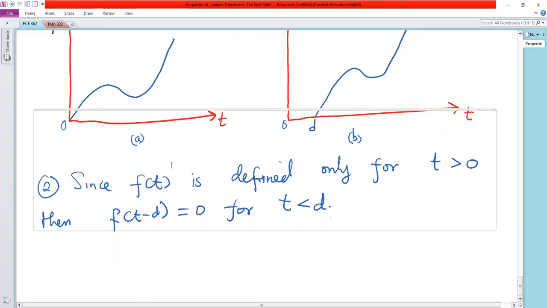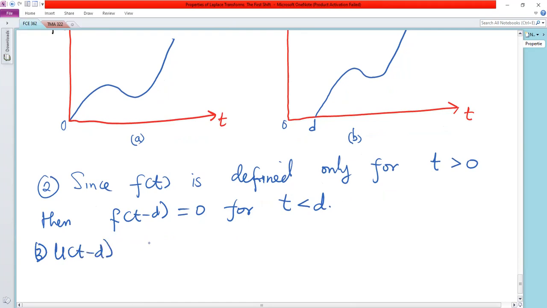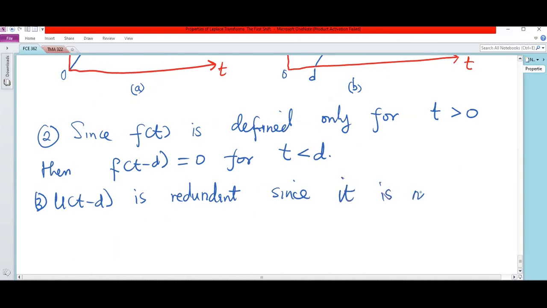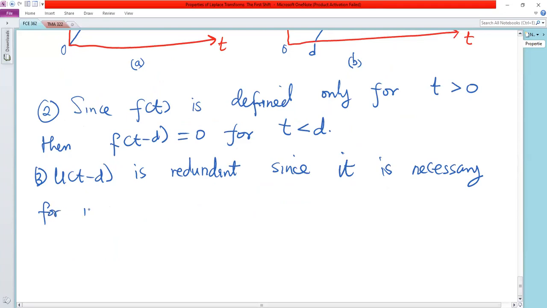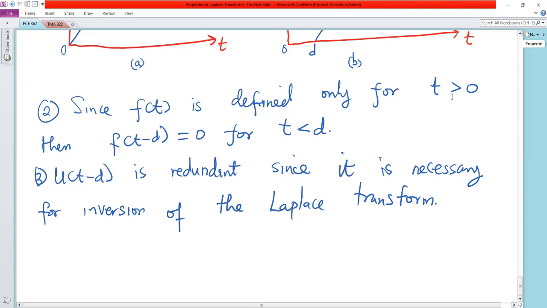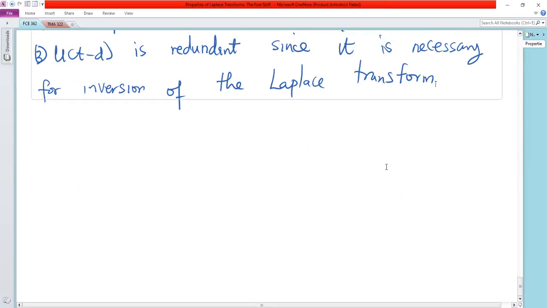Now, another thing to note on this one is that u of t minus d is not redundant, since it is necessary for inversion of the Laplace transform. This will be seen in later lectures, on how to find the inverse Laplace transforms. So let's illustrate how to apply this second shift theorem, or second shift property, to two problems.